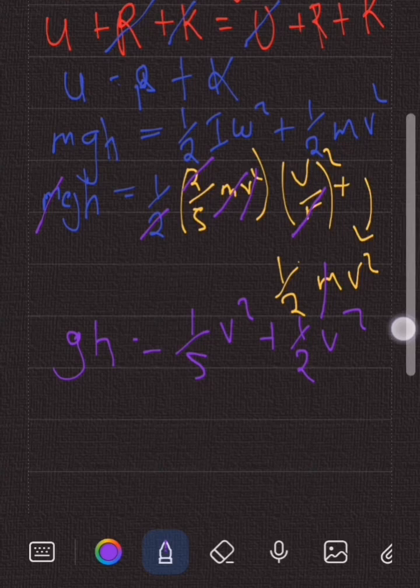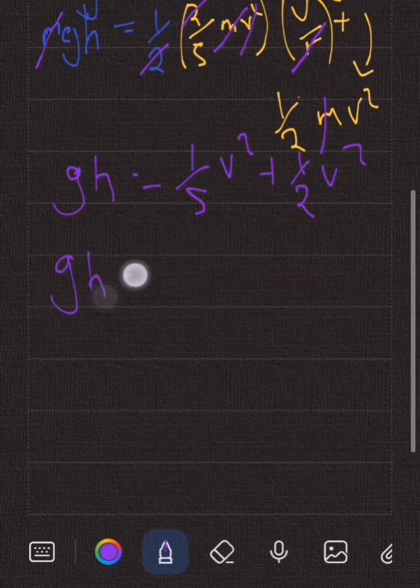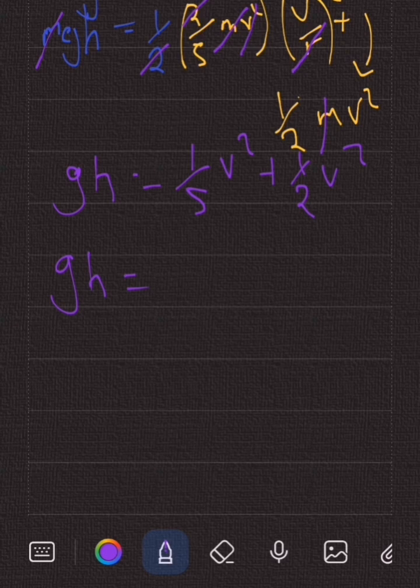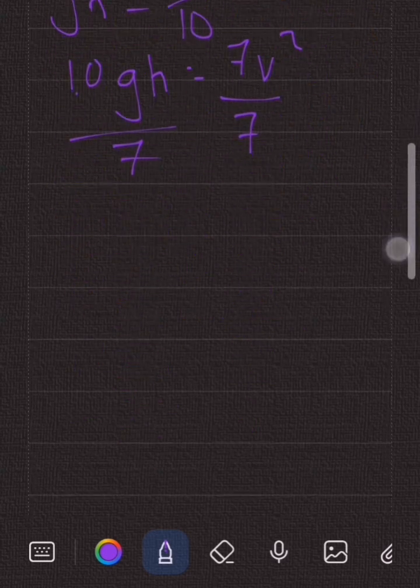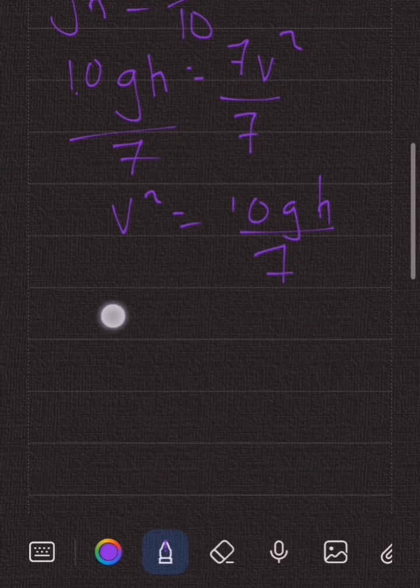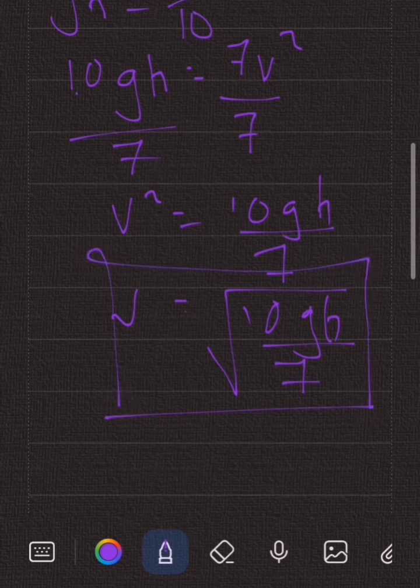All right, so at this point we have gh is equal to, if you add 1 over 5 plus 1 over 2, it gives you 7 over 10 v squared. So cross multiply: 10 gh is equal to 7 v squared. Divide by 7 on both sides, and you have v squared equal to 10 gh over 7. Taking the root, we have v equal to the root of 10 gh over 7. So this is our expression for the velocity, and I think we're done with the first part.